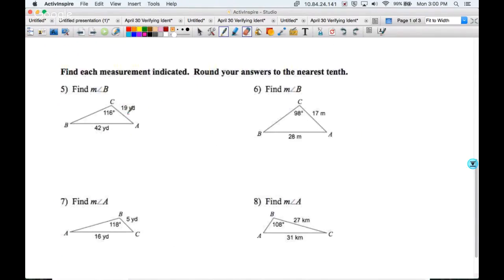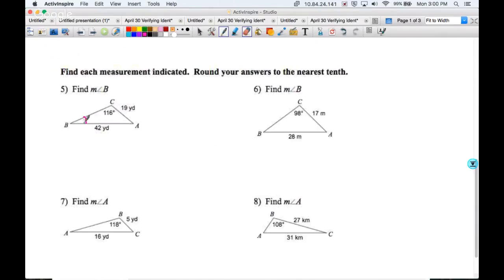Now we're using the law of sines to find the measurement indicated. So the measurement of angle B in number 5 here, we're trying to find this one here. This is our unknown. Well, what we're looking for that will enable us to use the law of sines is if we have an angle and the opposite side length. And you can see we have it right here. This 116 is opposite of the 42, so we can use it. We also happen to have angle B's opposite side length of 19.